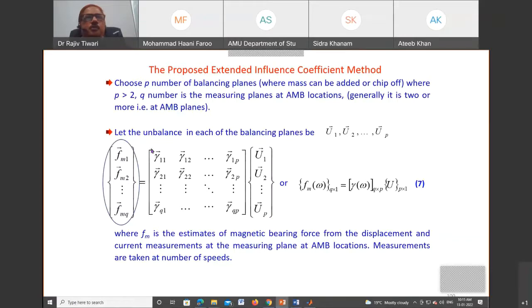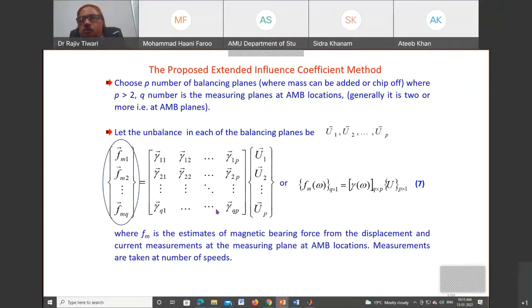But in the present case, when the magnetic bearing is there, we need to replace this displacement with the magnetic force. And the magnetic force, we know, is expressed in terms of displacement and the current. So basically, the magnetic force contains, apart from the displacement of the rotor, the current information also. So this influence coefficient will be entirely different as compared to the conventional one now.